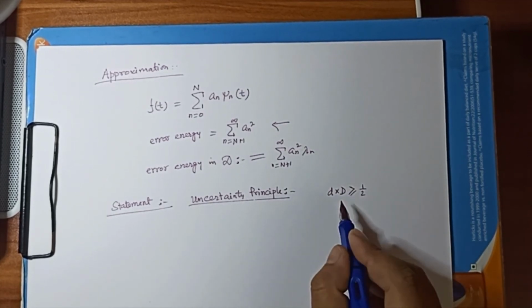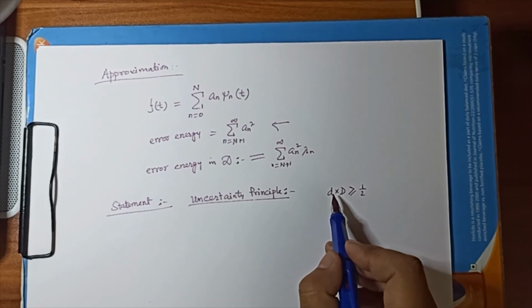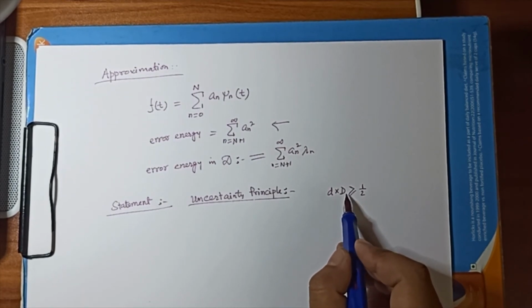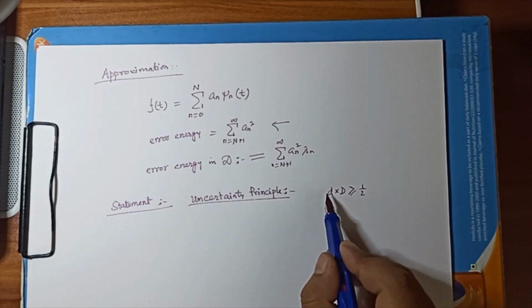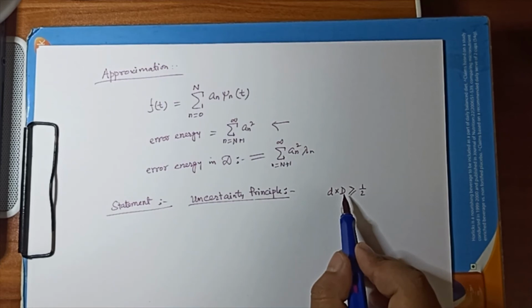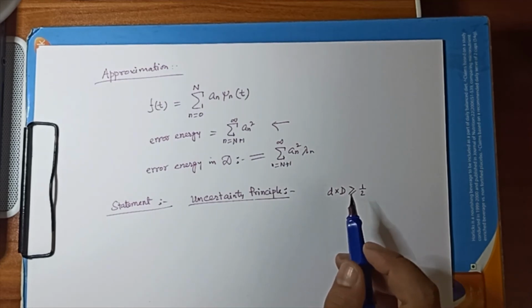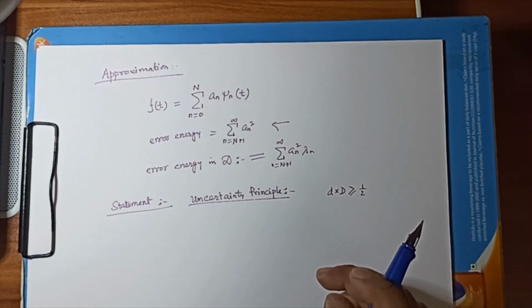So you cannot have a signal of 1 millisecond duration and 1 hertz spectral band. No, not possible. To have 1 millisecond duration, you need at least 500 hertz of spectral band. So those things are fixed by the uncertainty principle.